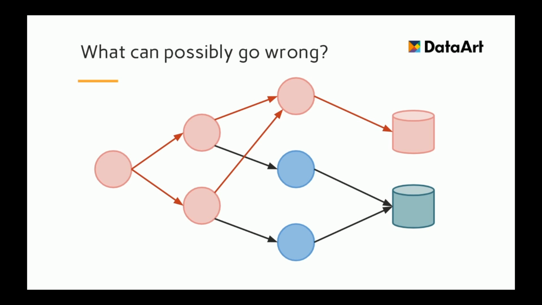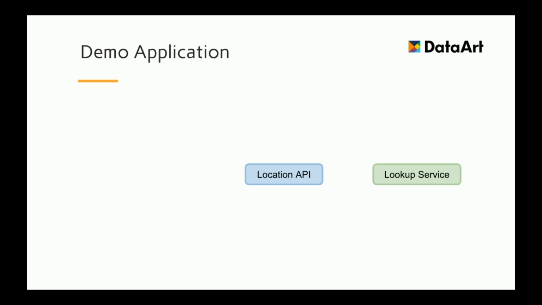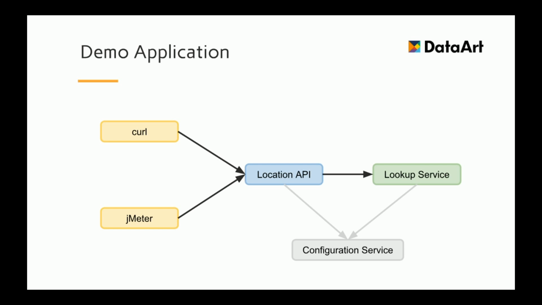Okay, so let's go further. We'll start with a very simple application. We'll have some service. This will be our dependency, and we will see. We will have also our API, and there will be also a configuration service, which allows us to change configuration on the fly, and we will see how this works. First, we'll check if it works, and then we will try to see some results under the traffic.